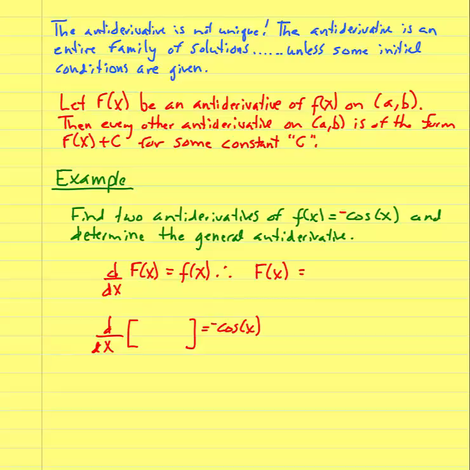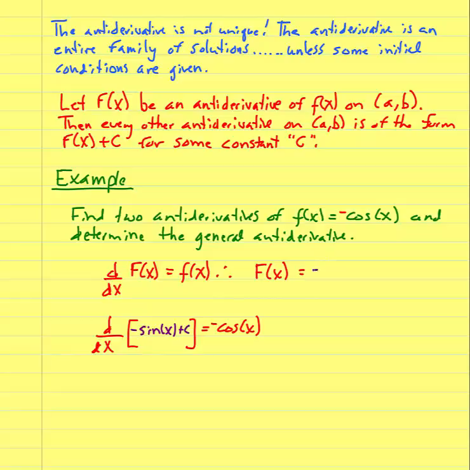Just make it a little bit more interesting. So, what do I take the derivative of to get a negative cosine? Well, if I take the derivative of sine, I get a positive cosine. So if I take the derivative of a negative sine, I should get a negative cosine. And of course, I could have any constant here that I wanted.